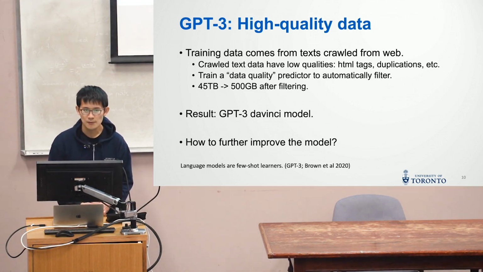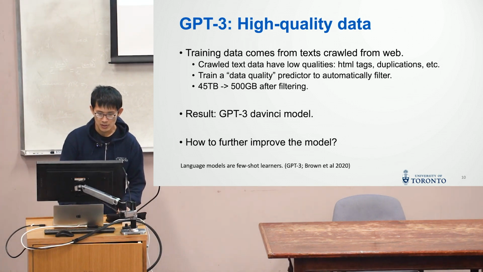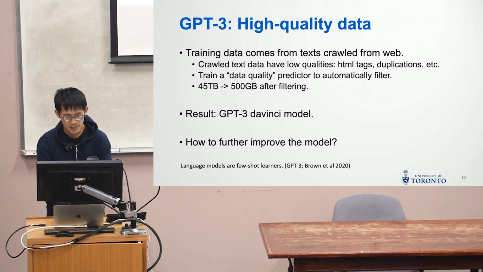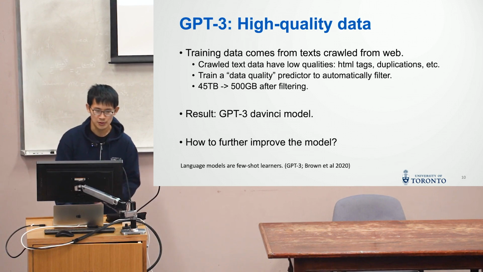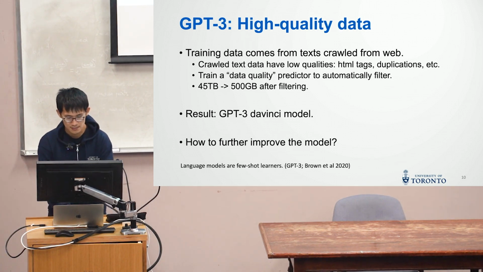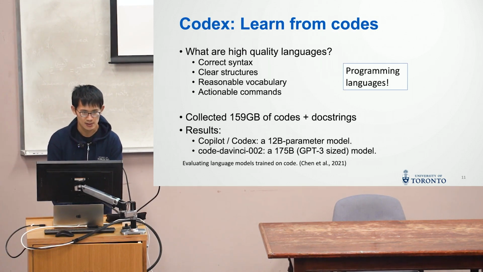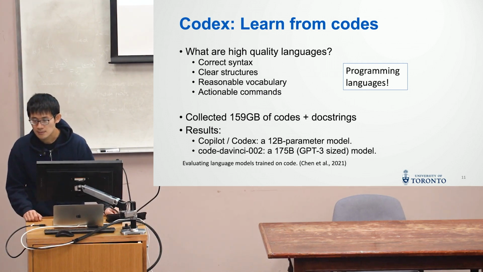So how do we further improve the model? OpenAI figured out two approaches that are most convenient. The first approach is to utilize code. Yeah, question?